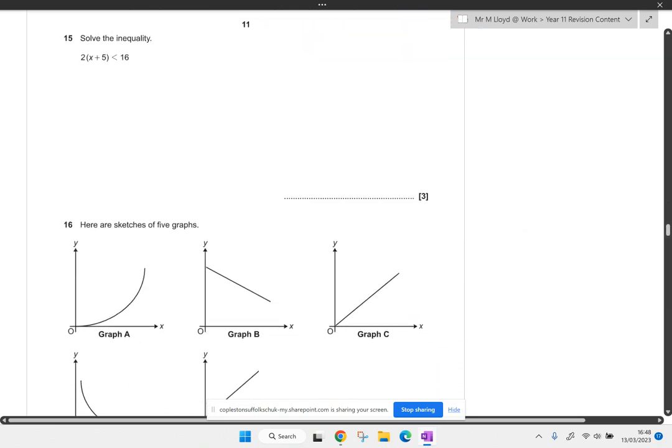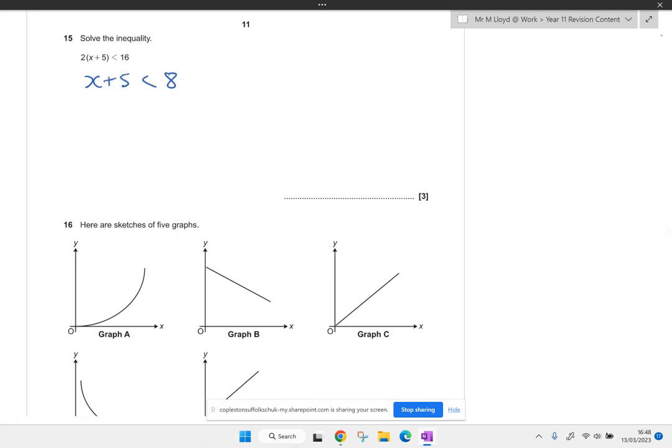Right, question 15. Divide by 2 to begin with. Take away 5. It is just an equation with an inequality symbol. So do not get scared about that. Just solve it. Don't change the inequality symbol. Just get that one done.